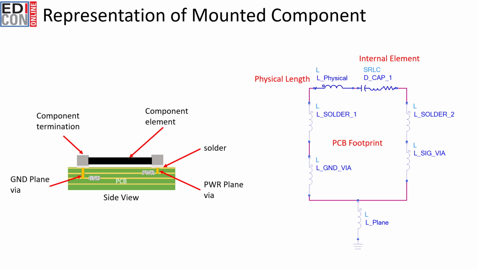Okay, so let's start by looking at a representation of a capacitor mounted to a PCB. Here on the left, we're showing you a 2D representation of a capacitor mounted to a PCB. And what you see on the right is the SPICE model that represents all the parasitics that correspond to that 2D model on the left. And as shown by the parasitics on the right, we can see that we have to include plane inductance, ground via inductance, the inductance from the solder, the RLC component for the internals of the capacitor, as well as the physical path inductance. All that makes up this represented mounted component model.